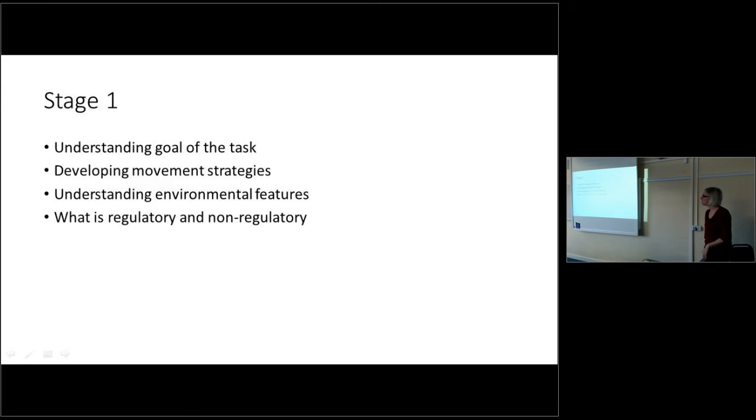So, Gentile's model tells us that the first stage when someone's trying to learn a new movement is that they need to understand the purpose of the movement. What's the goal of the movement task that they're trying to do? From there on in, they then need to develop their movement strategies. So what kinds of movements, how are they going to control it? They need to be thinking about accuracy. They might need to be thinking about the strength. They need to have an understanding of the environmental features of the tasks that they're doing.